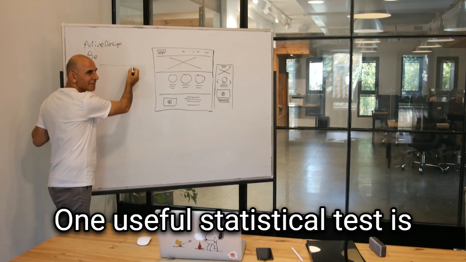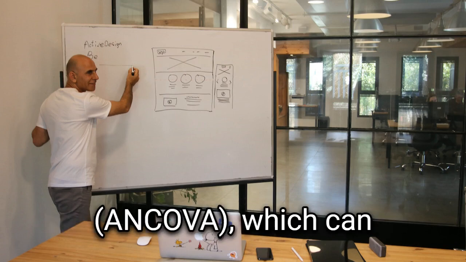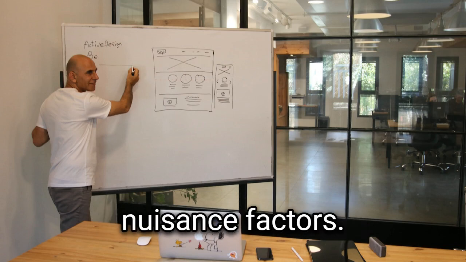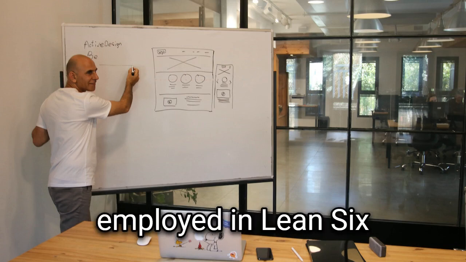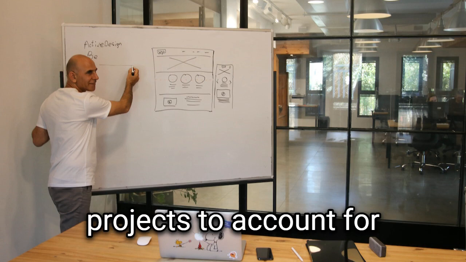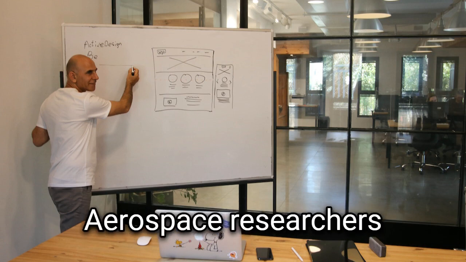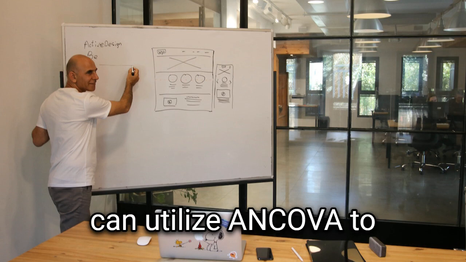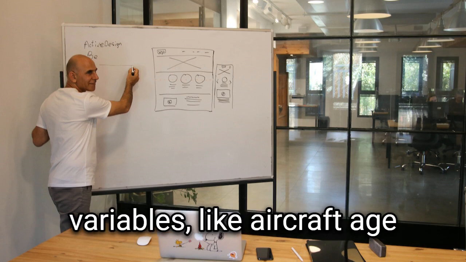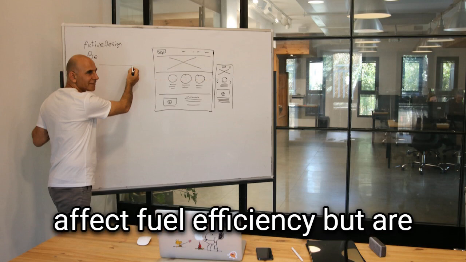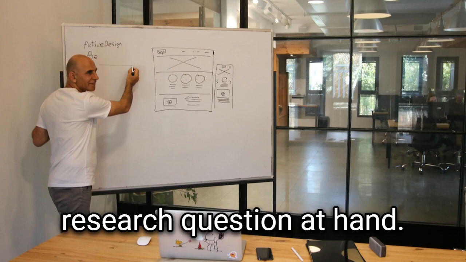One useful statistical test is the analysis of covariance, which can be used to account for both controllable and uncontrollable nuisance factors. It is commonly employed in Lean Six Sigma improvement projects to account for confounding variables and factors in the study. Aerospace researchers can utilize ANCOVA to account for confounding variables like aircraft age and engine type that may affect fuel efficiency but are otherwise irrelevant to the research question at hand.